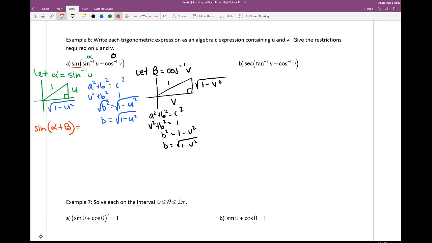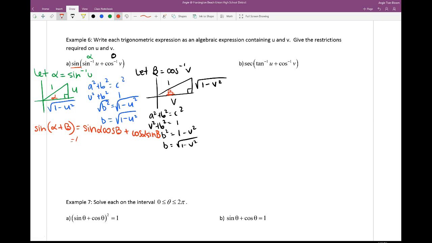Okay, so hopefully this is what you wrote. Sine of alpha, cosine of beta, plus cosine of alpha, sine of beta. Well, I have alpha. Alpha is this one, and I have beta. Beta is this one. But now I just have to plug it in.